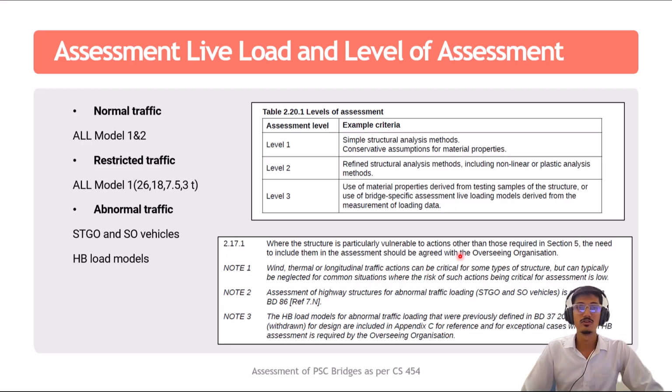After that, we can also see the levels of assessment. There are mainly 3 different levels of assessment. First is level 1, where simple structural analysis methods are used and conservative assumptions are made for materials. Then there is level 2. This is a more refined structural analysis method where we go for the nonlinear method of analysis. And in level 3, we use the actual site conditions, so the materials derived from the testing samples of the structure and the actual site specific live load model. This is the more advanced analysis method. Usually we'll start with level 1 and then move forward. It is escalated to further levels only if it is decided by the overseeing organization.